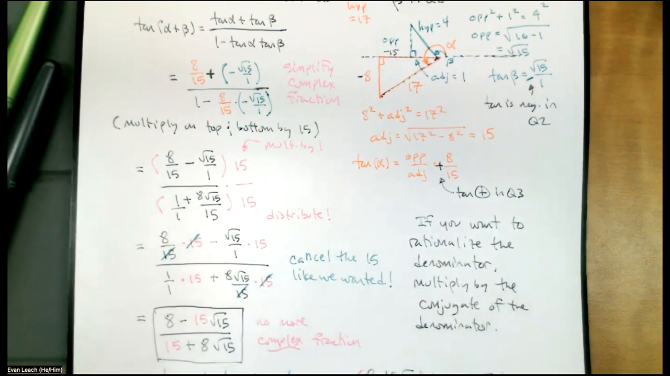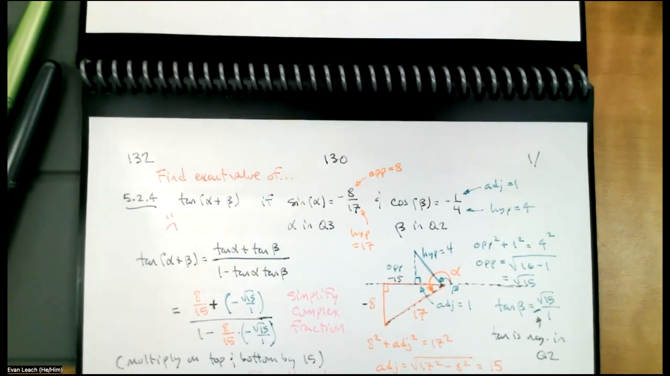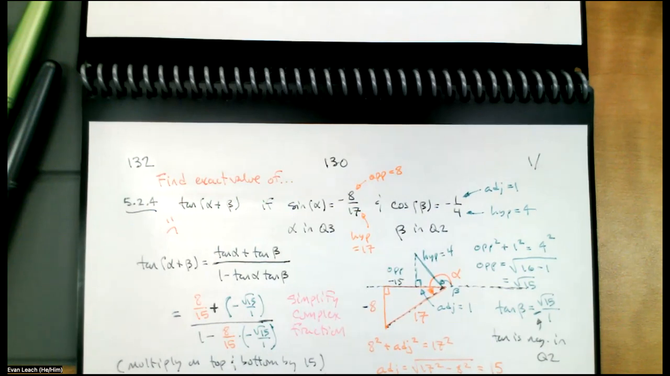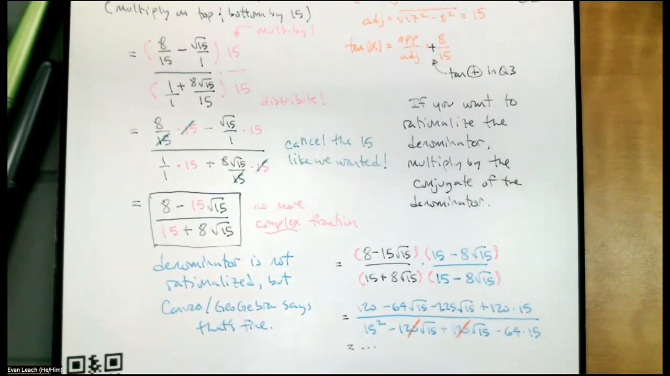Look at all the algebra that happened in this problem. This is where we did trigonometry, right? Where we wrote tangent of alpha plus beta, and then we wrote the sum identity for a tangent. And then it was like, oh, knowing opposite, adjacent, hypotenuse. And then it's like, oh, algebra.